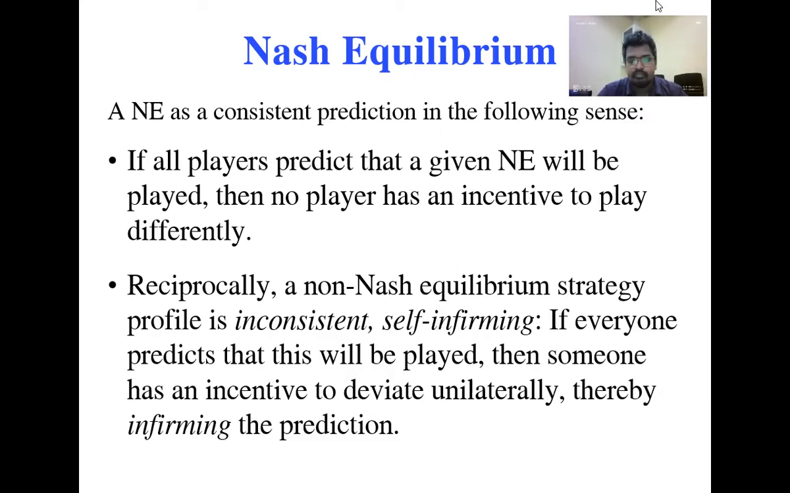As a result, what you can see here is that even if everyone predicts that this will be played, someone has an incentive to deviate. So other choices, non-Nash equilibrium strategies, are inconsistent and self-infirming. It means they are not strong and not sustained, and the others will go for some other choices rather than staying with the same choice or cooperating with it. As a result, the Nash equilibrium will be the only type of equilibrium possible in a game, in such a decision making process.